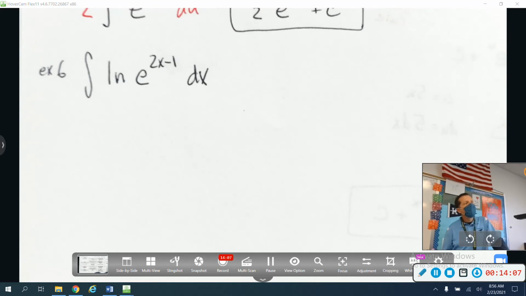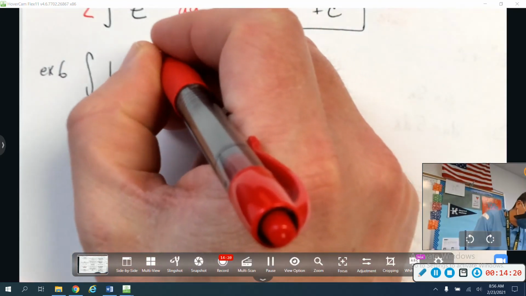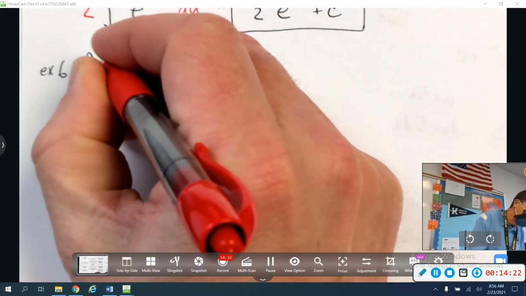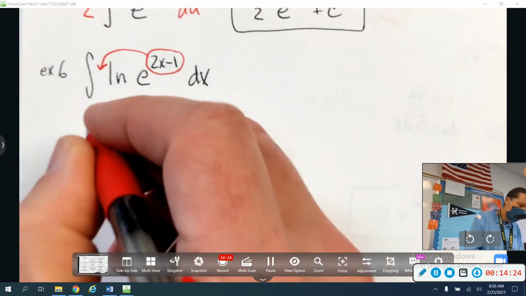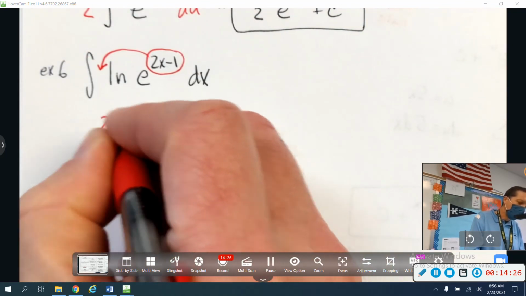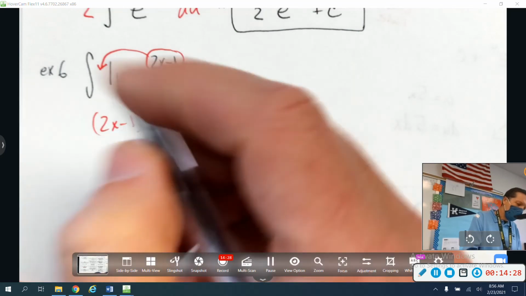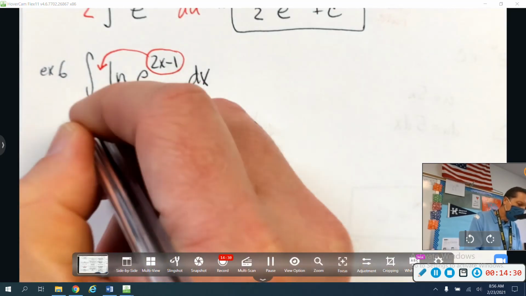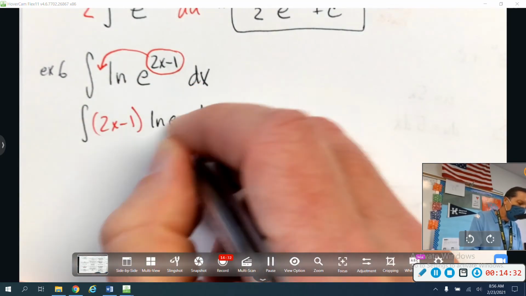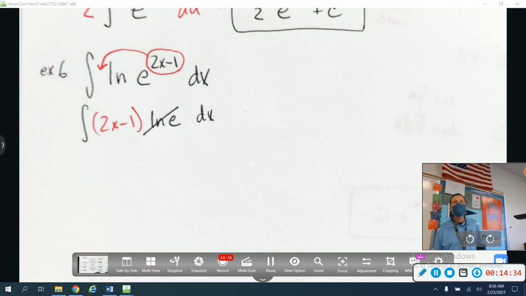Does natural log and e cancel out? They do. So what does that leave me with? Wouldn't it just leave you with 2x minus 1? It does. Another way to say that, or how some people remember it, is that the exponent can come down front. So I have 2x minus 1 out front. And then, yes, natural log of e is 1.